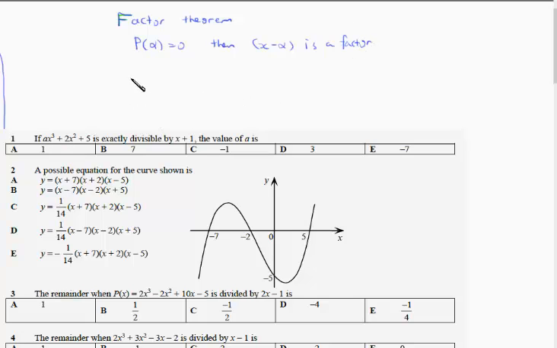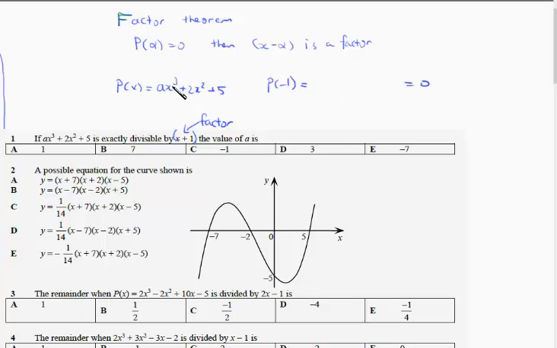What this one is saying is that you got some polynomial ax cubed plus 2x squared plus 5. So that's the polynomial. But they say this is exactly divisible by x plus 1, which means this is a factor. That means if I plug in -1 here, then it'll equal 0. Is that right? So let's plug in -1.